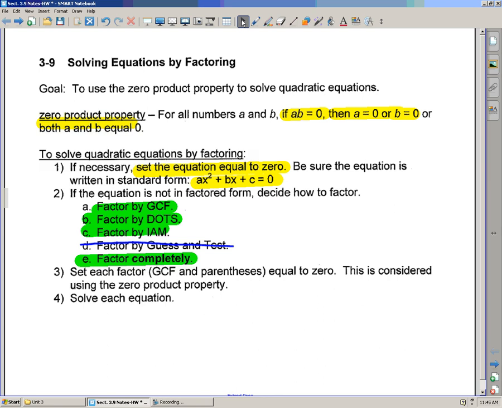Once you are factored, you have to set each factor equal to 0. This is how we're using the zero product property. So each factor could be either a GCF or it could be a parenthesis. We don't know until we actually factor it. But you set every factor equal to 0. Once you do that, all that's left to do is solve for the variables. Okay? So let's see how this is going to work.